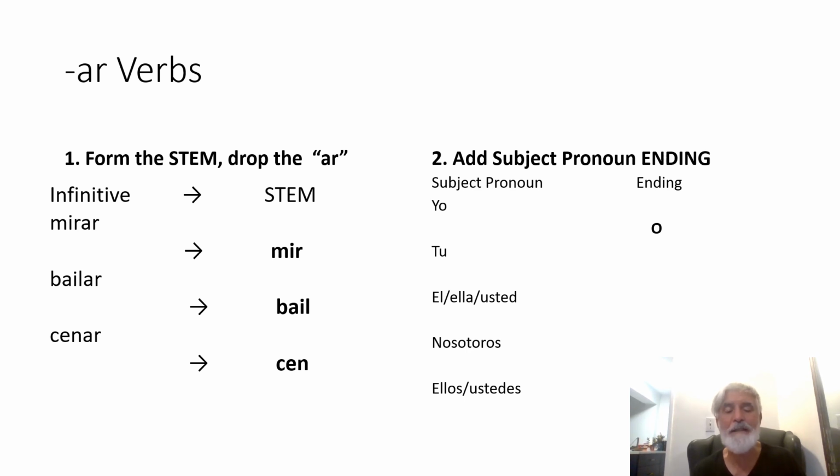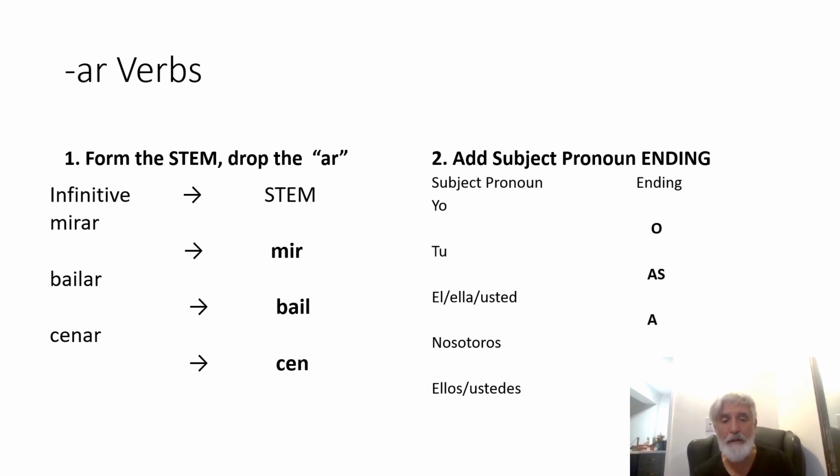What if the subject pronoun is tú, the familiar you, and it's an AR verb? What is the ending I add onto my stem? It's AS. We should all know that by now. Now, what if we have he, él, or she, ella, or usted, the formal you? What ending do I add on? It will be an A.